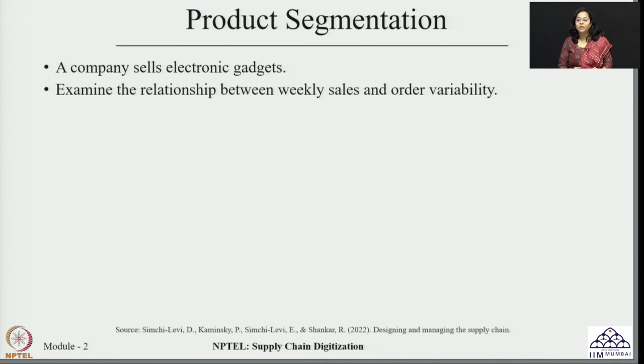Suppose there is a company in the business of electronic gadgets, and generally it offers a huge variety of electronic gadgets. For all of the SKUs offered by the company, they have recorded their weekly sales for a long duration, and they are also trying to capture the order variability. So here we are going to use two characteristics to create our product segmentation, that is the weekly sales and the order variability. Let us see how we can use this information to create the segmentation.